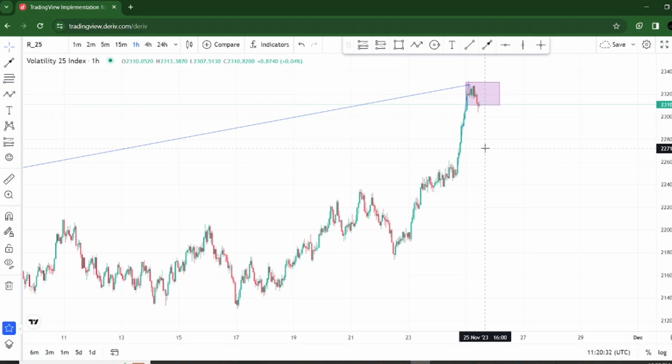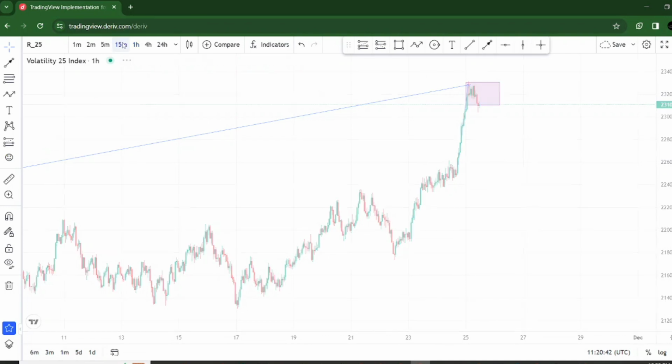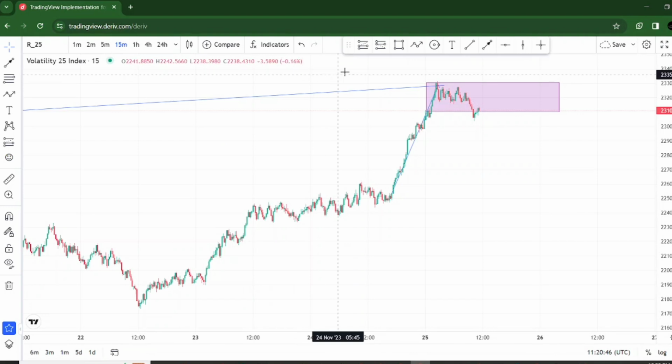which is also a continuation pattern. Now I'm not looking at the overall weekly or monthly move of the market, because if you go to a higher time frame like monthly, the movement might be different, right? But we are looking at an intraday strategy. So now switching to the 15 minutes time frame, it is clearer to us what price is doing here. This is what looks like a bullish move, a bullish flag, right?